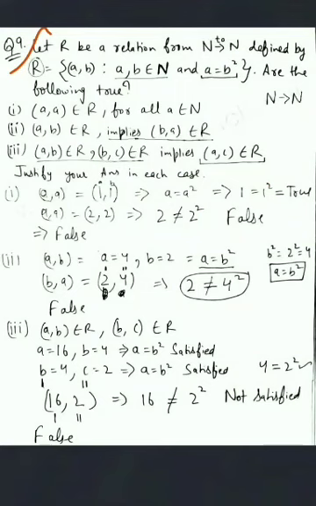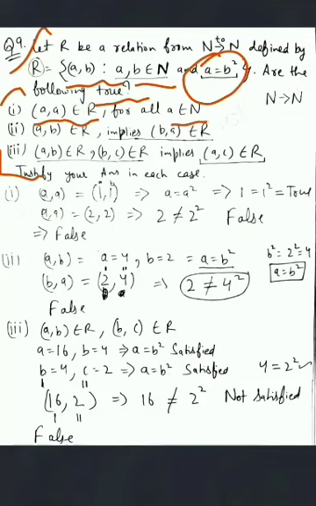In this question we have given the relation R, where a, b belongs to natural numbers and the relation is b equal to a square, or a equal to b square. Are the following true? These are the conditions. We need to find whether these conditions are true or false. The first condition is (a, a) belongs to R for all a belongs to N. Here domain is 1 and the range is 1. Justify your answer.